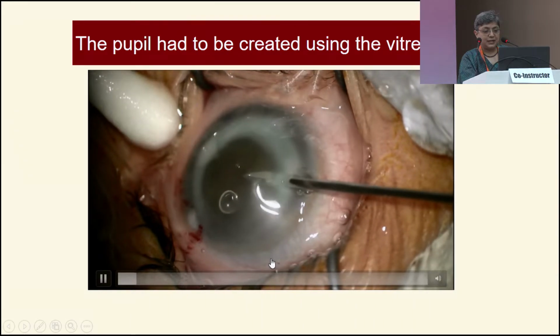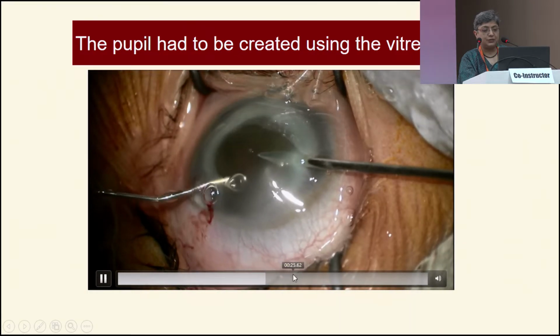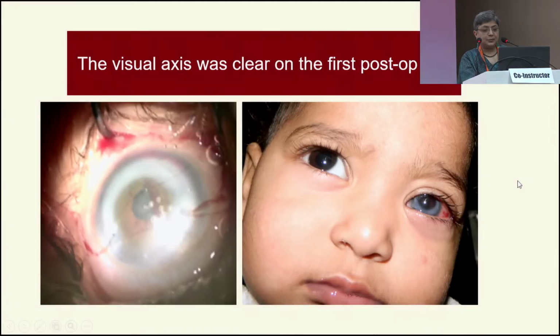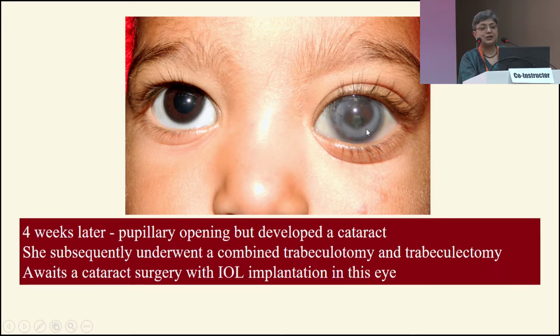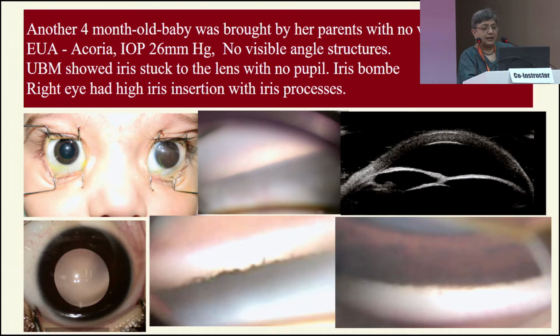We went right in, and what we planned was to do it inferiorly so that we don't touch the central part of the lens. What we did was make a certain eccentric sort of pupil. At least the axis was clear for some days, but alas, it didn't last long. And as expected, this lens did opacify. So she underwent cataract surgery with an IOL, and now with extensive patching, there is some ambulatory vision as well.